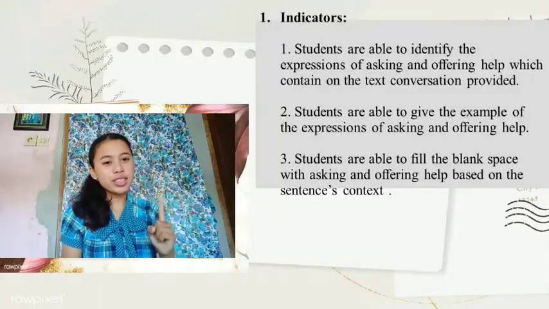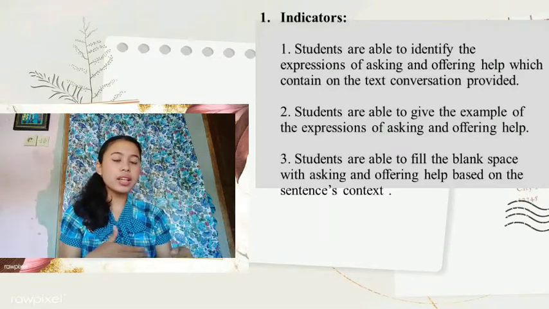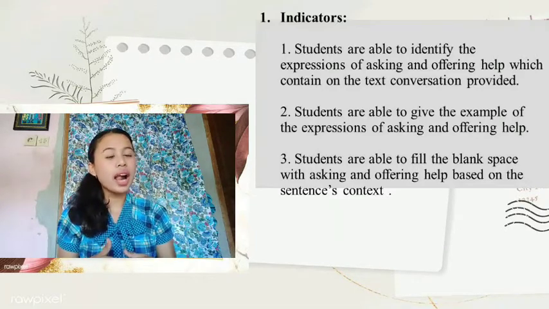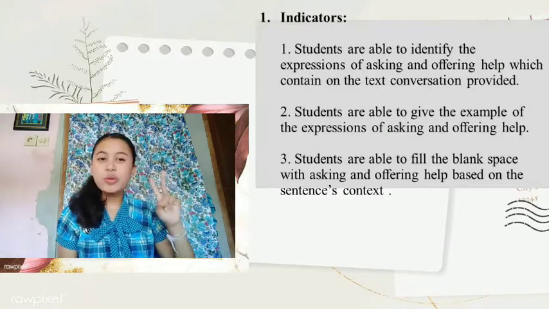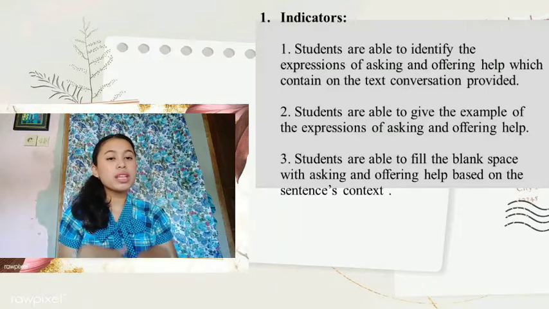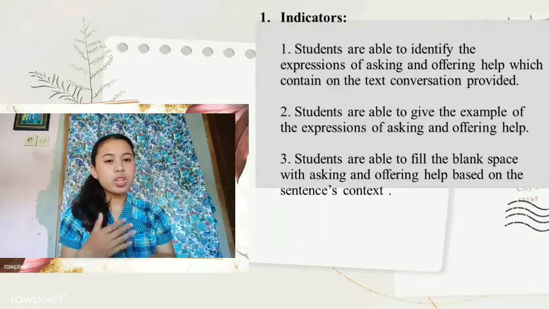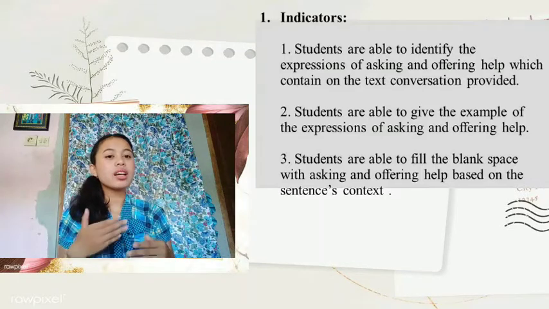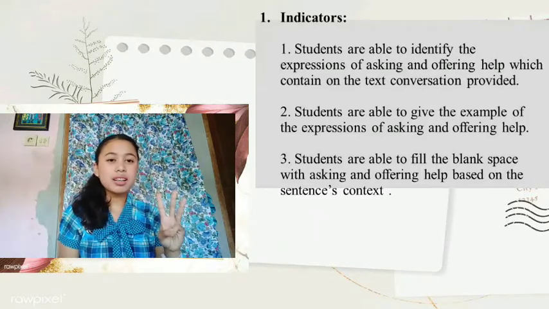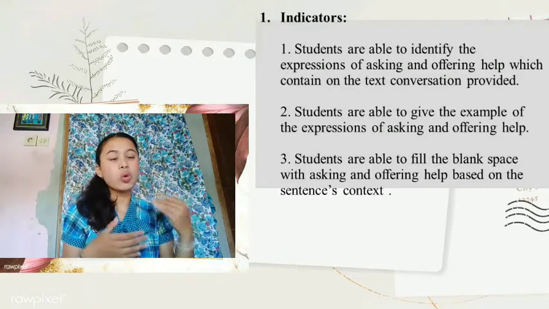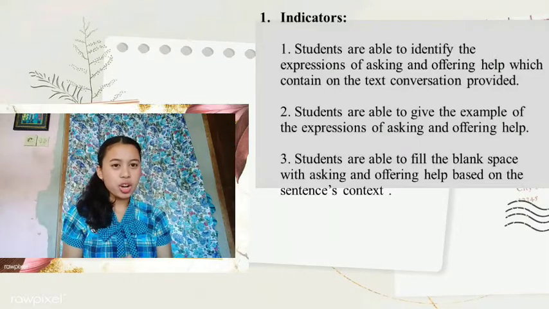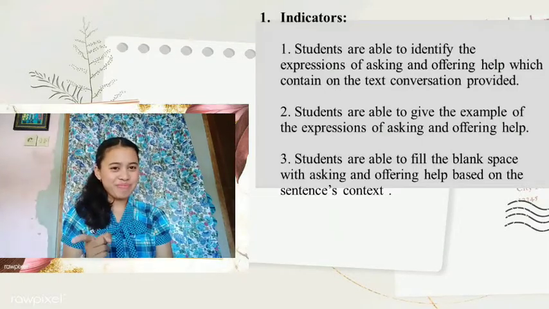The first indicator is students are able to identify the expression of asking and offering help that is contained in the conversation text provided. The second one is students are able to give examples of expression of asking and offering help. And the last indicator is students are able to fill the blank space question with suitable expression of asking and offering help.